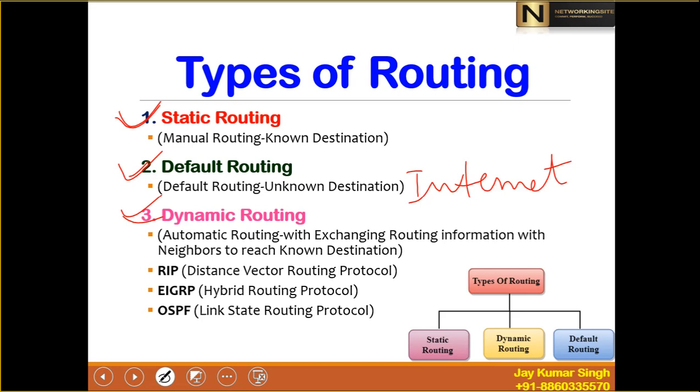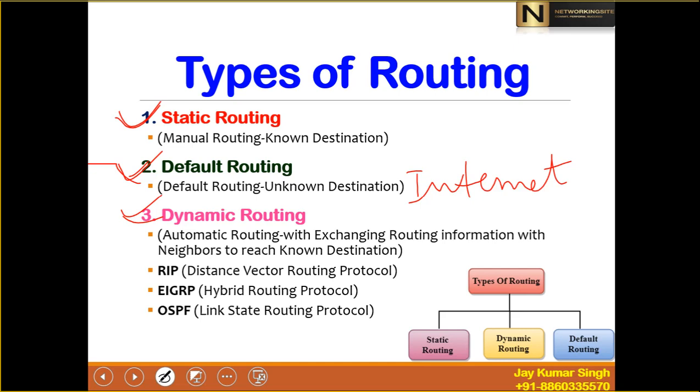But as of now, we have to know that we have three types of routing protocol. Static routing will be configured only when you know the destination, meaning how to go and where to go. Default is for unknown: I want to reach the internet but I don't know how to go, and I don't know where to go, but I want the internet.